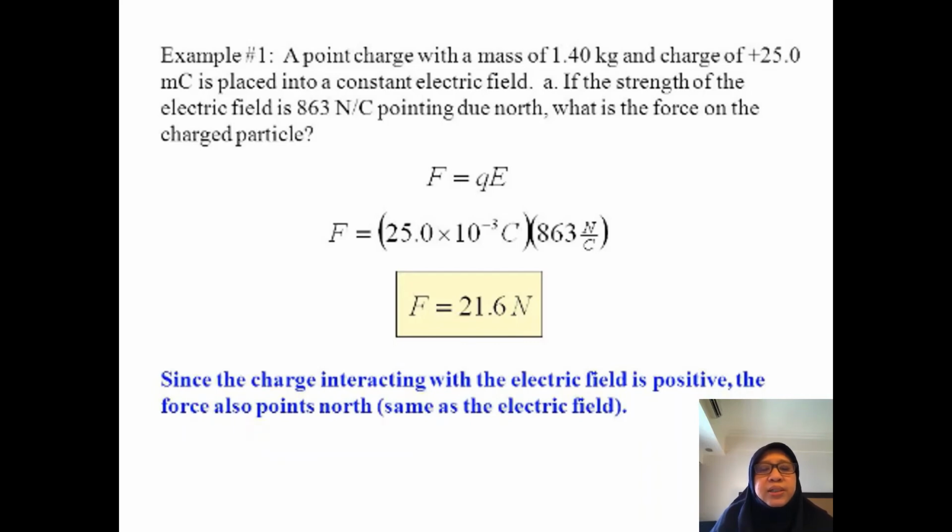Since the charge interacting with the electric field is positive, the force also points north, the same as the electric field. So the direction of the electric field is the same as the force.